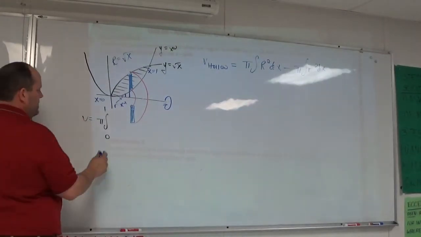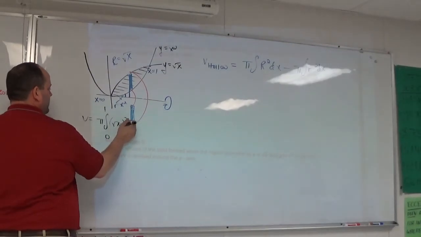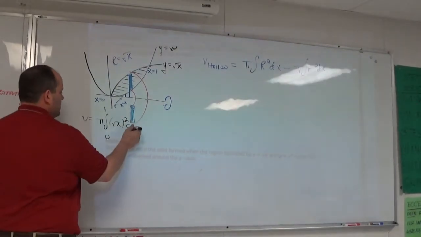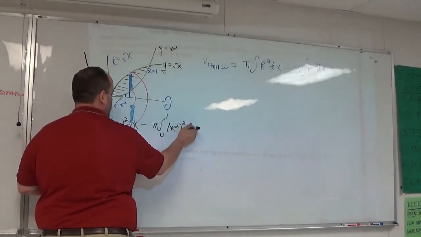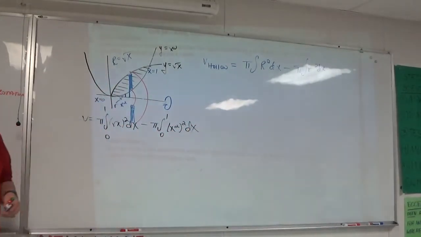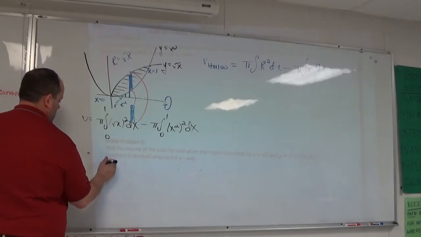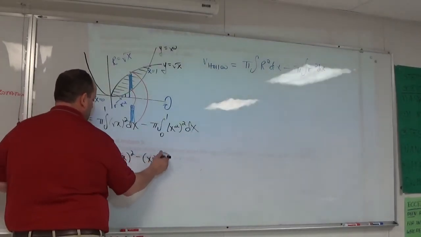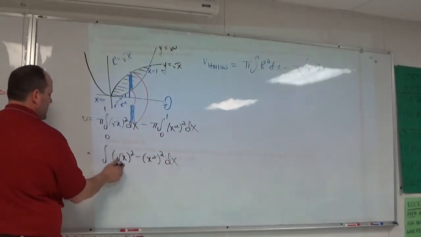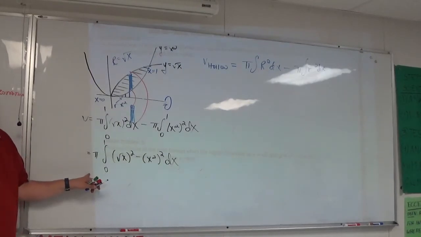And so your setup, you're going to say pi times the integral from 0 to 1, square root of x, the whole thing squared, dx, minus pi, the integral from 0 to 1, x squared, dx. So what I did is exactly the same thing, but it's integral of square root of x squared, and then minus x squared, and then all dx. And you still went from 0 to 1 times pi? That'd be the same thing. Does that work? Yes.